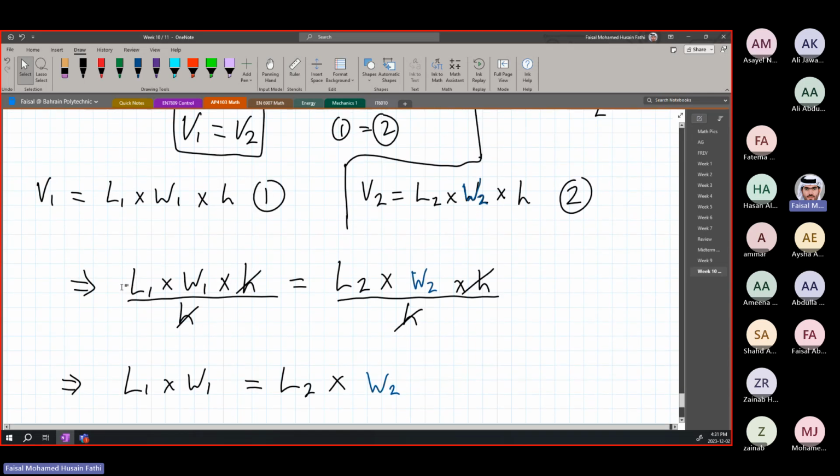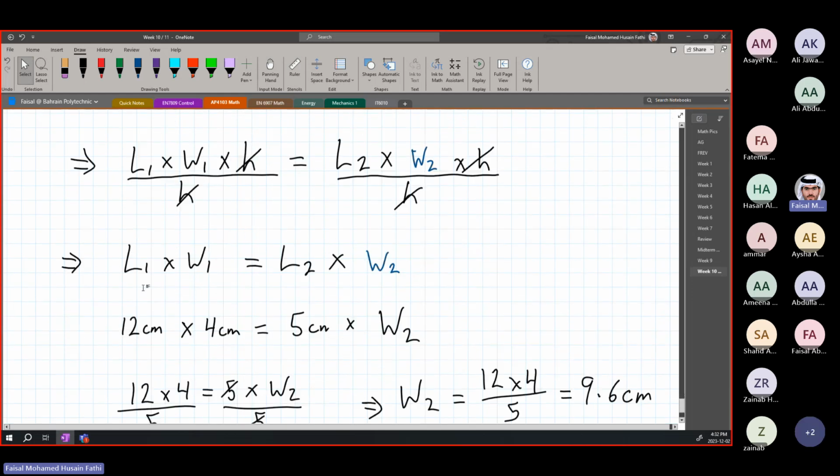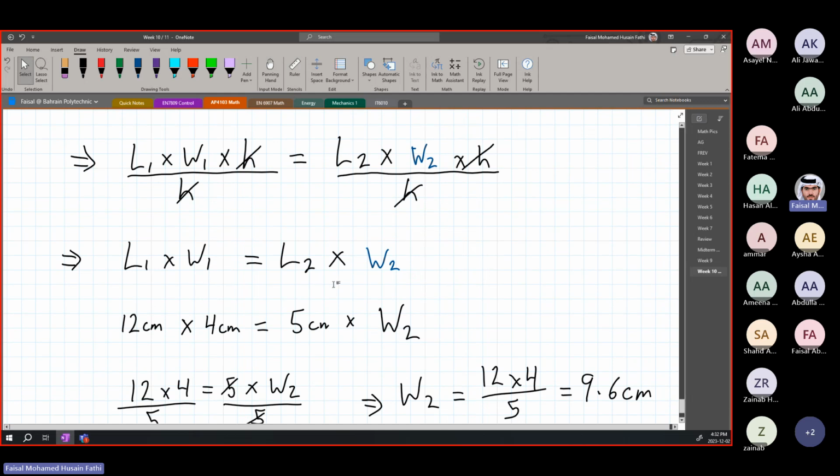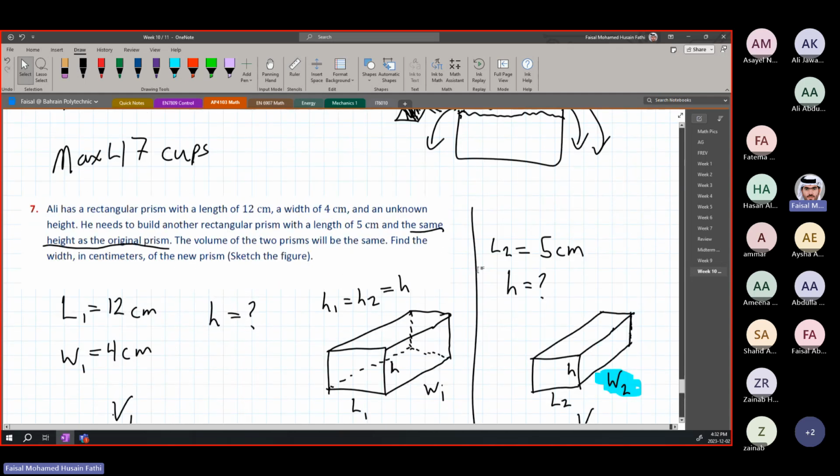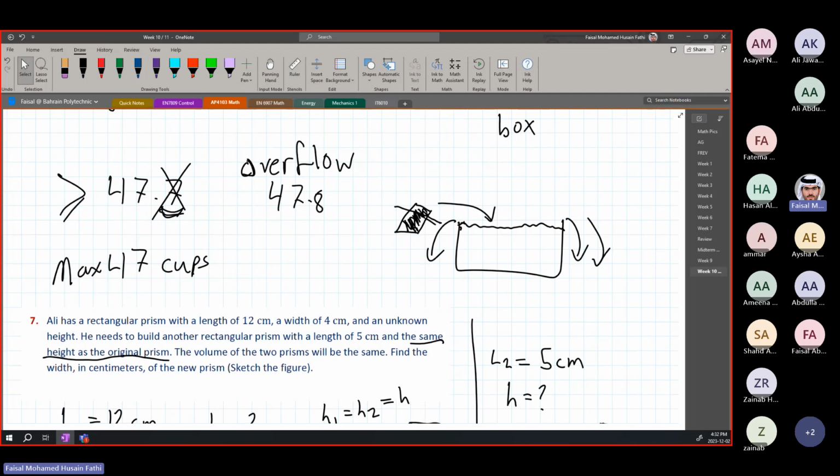Once we equated them, we were left with a simple L1 times W1 times H equal to L2 times W2 times H. The H's will cancel. We divide both sides by H, and they cancel. Then we only have L1 times W1 equal to L2 times W2. We have all the values of L1, W1, and L2. We solve the equation and we find W2. Any questions?